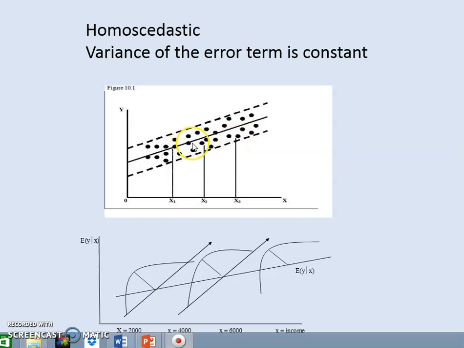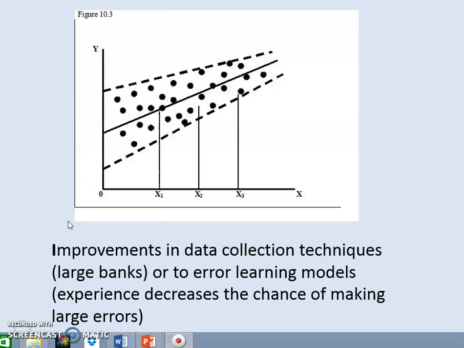So this is another example for heteroscedasticity, whereby as x increases, we see that the variance of the error term decreases. Previously we looked into as x increases, the variance increases, but now the variance decreases. So meaning that we are getting a smaller variance at x3 compared to x1.